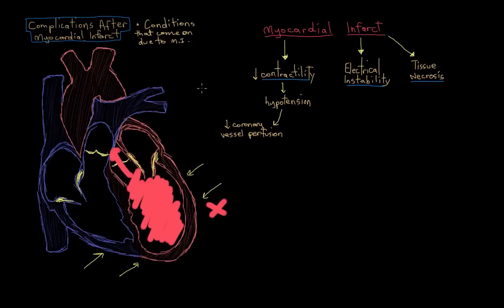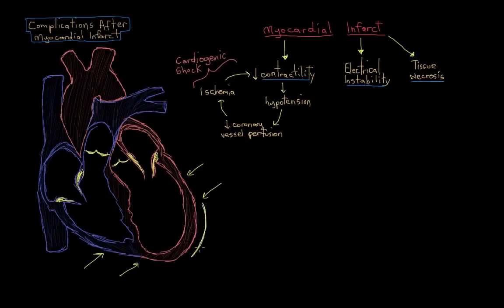So if they're not getting enough blood, then you'll start to get ischemia in the muscle in other parts of your heart. And if you get ischemia in other parts of your heart, then that'll cause more of your heart muscle all over to not contract properly. Eventually you might not be able to maintain your cardiac output at all and end up in a condition called cardiogenic shock.